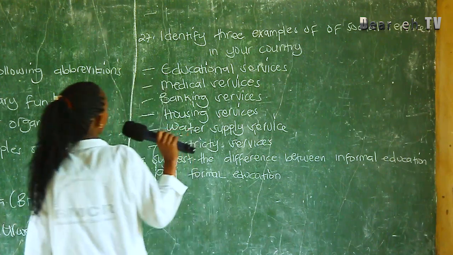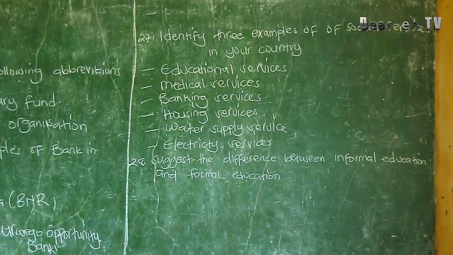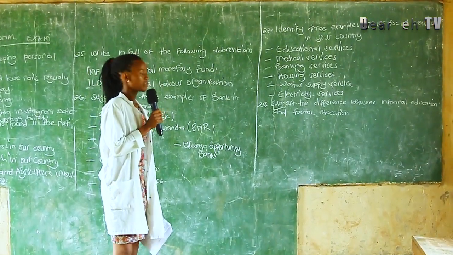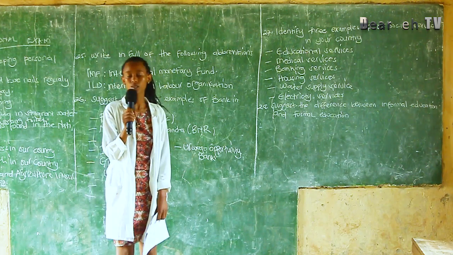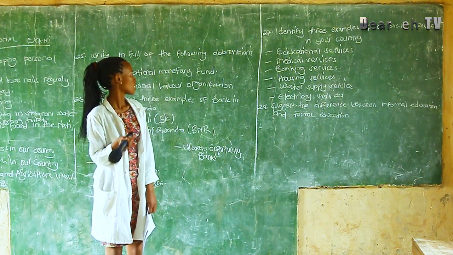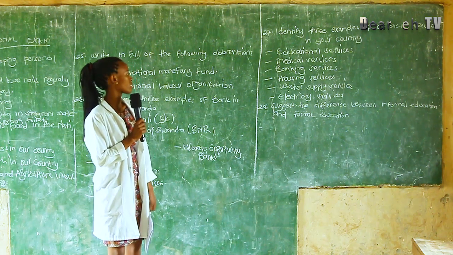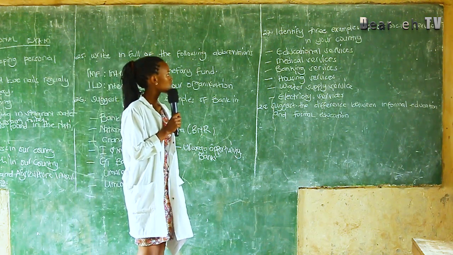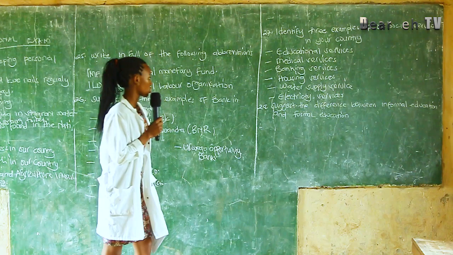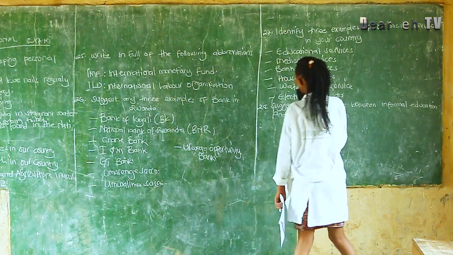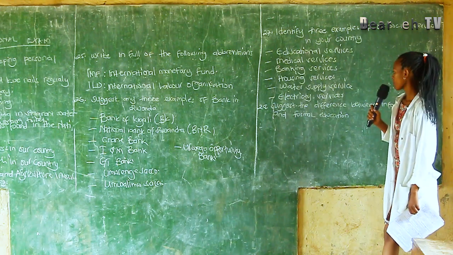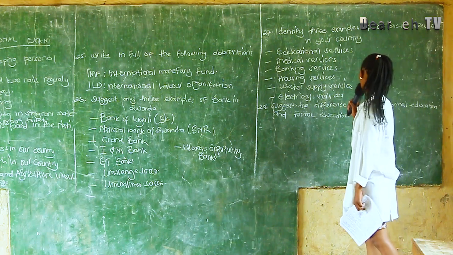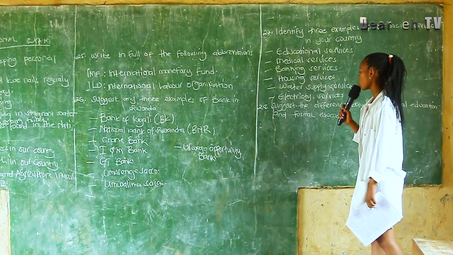So these are the different examples of social services in our country, where we have educational services, medical services, banking services, housing services, water supply services, and electricity services. So these are different examples of social services. Then let us go to question number 28, which states that suggest the difference between informal education and formal education.